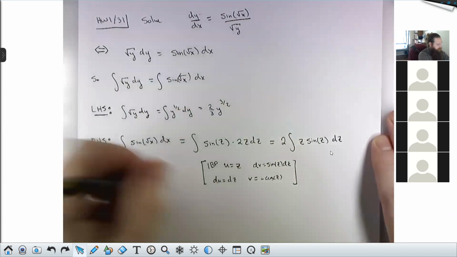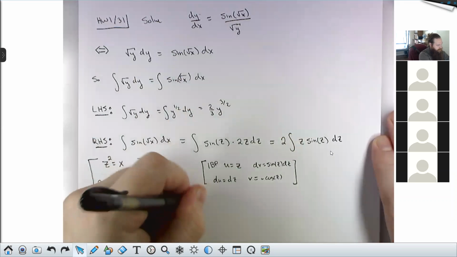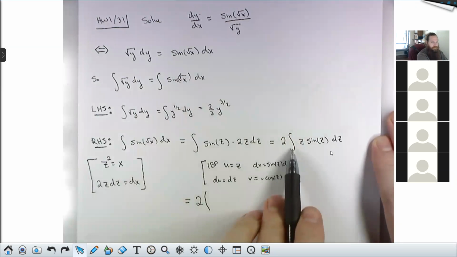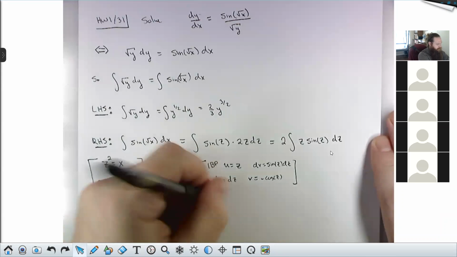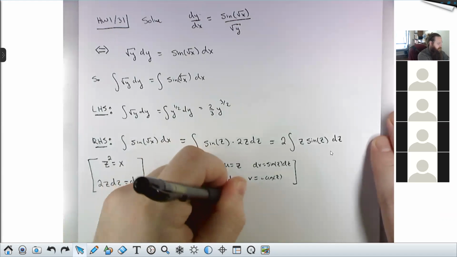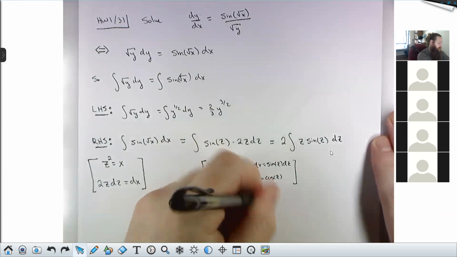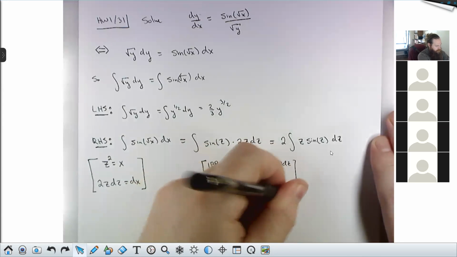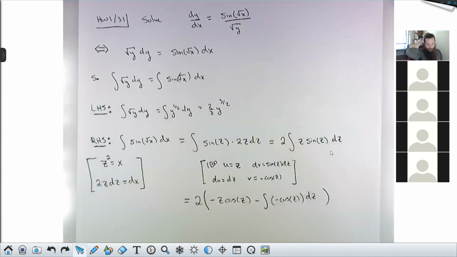And that's going to get me, I've got this 2 out front. So write the 2 in the big parentheses, because we're about to replace this integral by a difference of terms. And then we'll have z times negative cos z, which is negative z cos z, minus the integral of v times du, which is cos z. The minus minus here makes a plus.